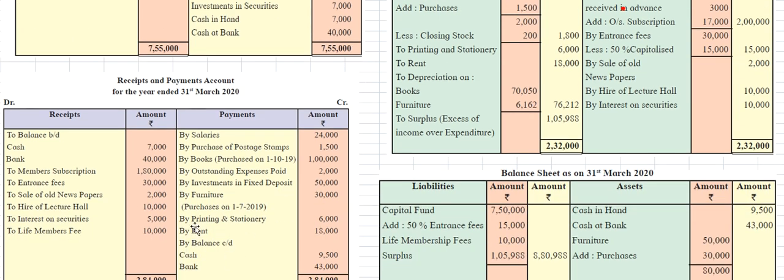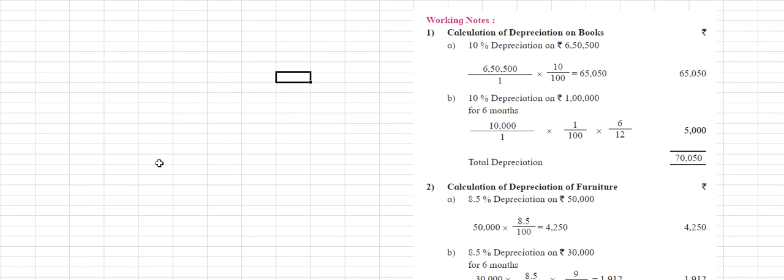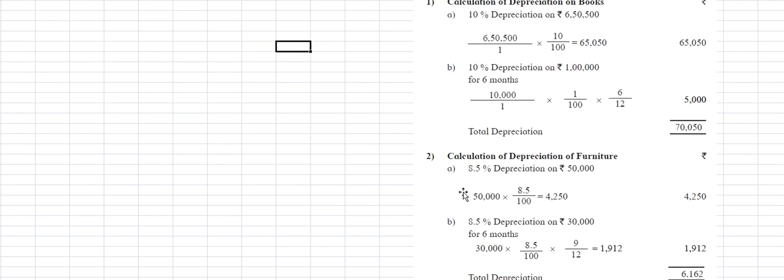The furniture amount is 30,000 purchased on 1st July 2019. So for the furniture we have a depreciation of 8.5% per annum. So we have an adjustment for the furniture. First, what should we do? First, on the asset side, the furniture amount is 50,000. We calculate 8.5% on 50,000, that is 4,250 rupees we'll get.